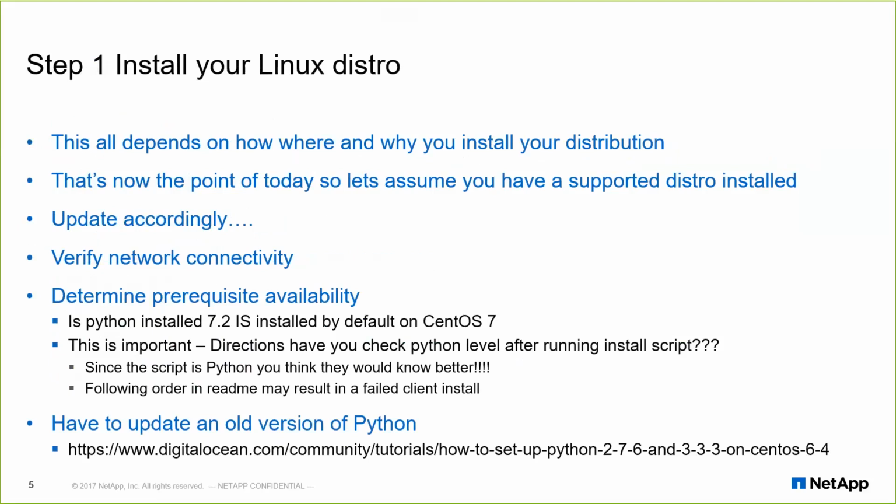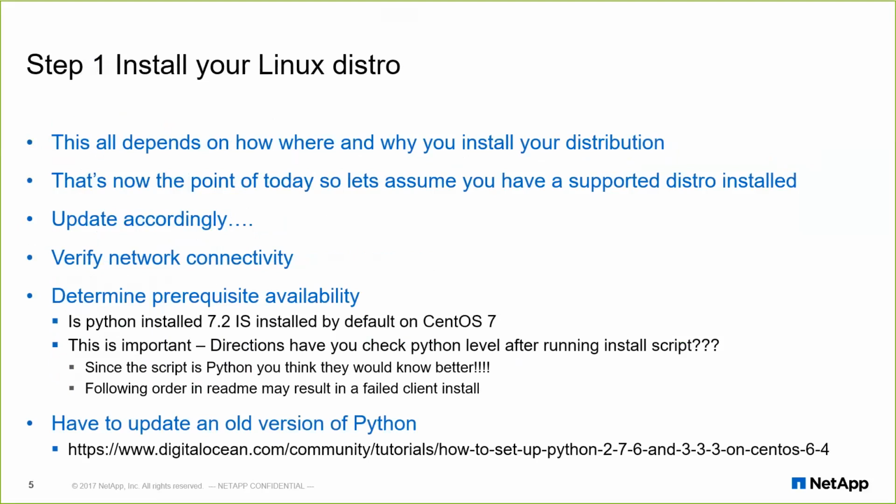Prerequisites: is Python 2.7 installed? As I said, it is by default on CentOS, and you could skip that step. And why is this important? I mentioned that the installation instructions are a little vague at times.